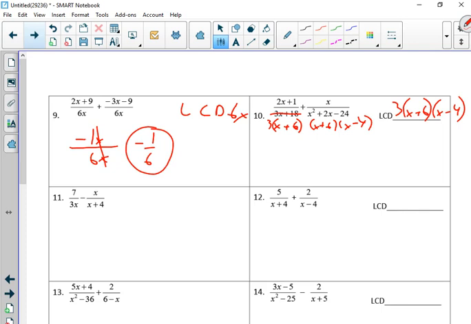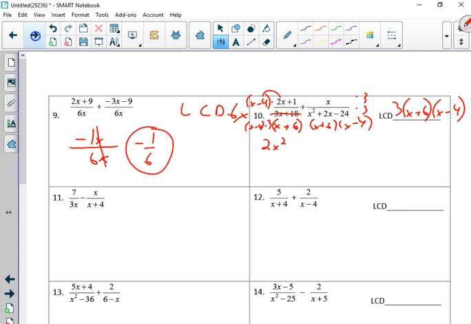I look at the first fraction and I say, hey, what do you need to become this? We need the x minus 4. And the second fraction, what do they need? Just the 3. So multiply by 3 over 3. So on the left, I need to FOIL, or distribute, my 2x plus 1 and x minus 4. So 2x times x is 2x squared.